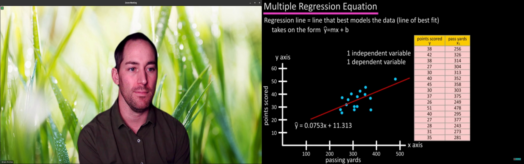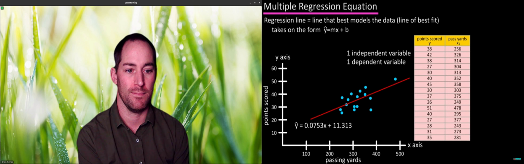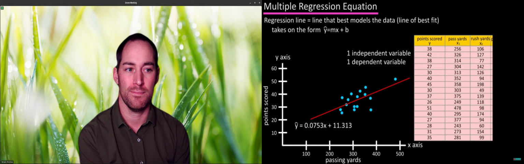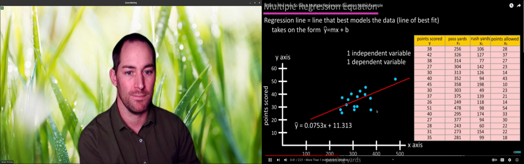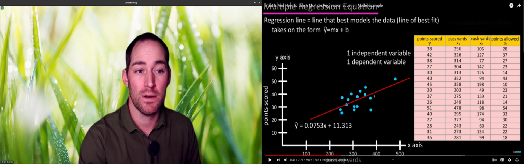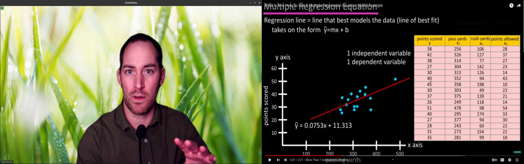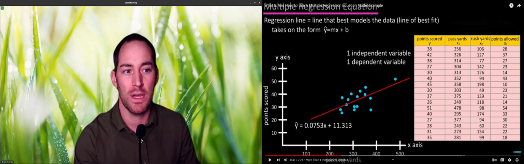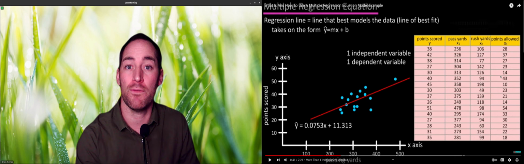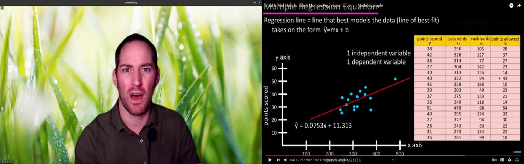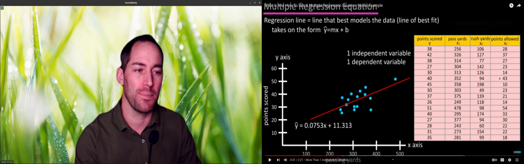But in this and many other instances, we can use more than one independent variable to improve the prediction model. In our table, we can add in rushing yards and, say, defensive points allowed. So here, just like our last example started with two dimensions, now we're adding a third and fourth dimension. You can't really draw that kind of graph, a four-dimensional cube, but that's what we're doing.